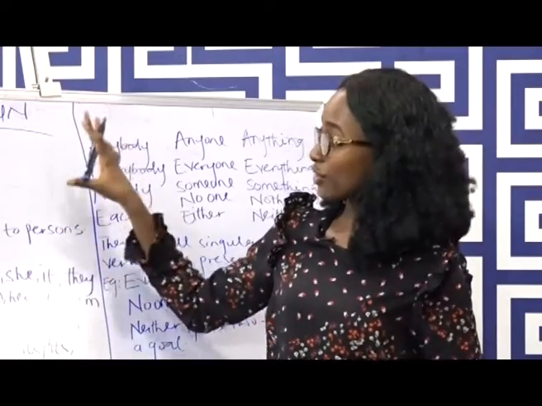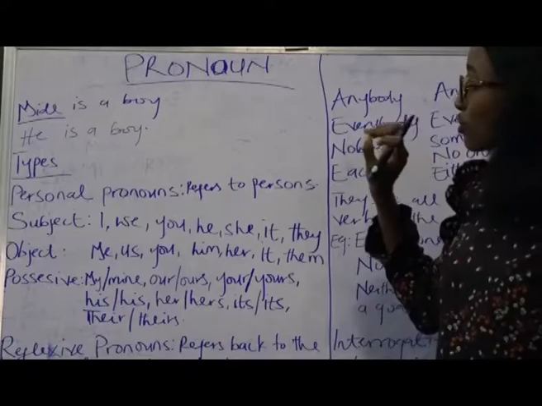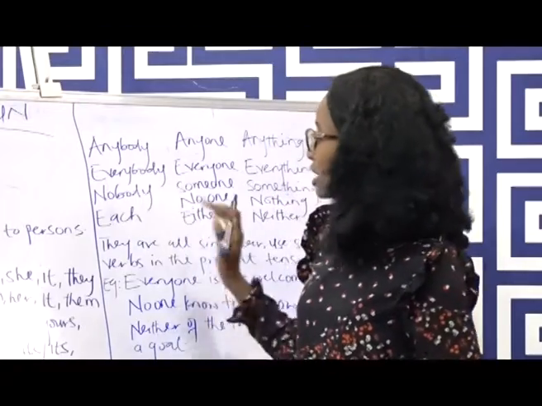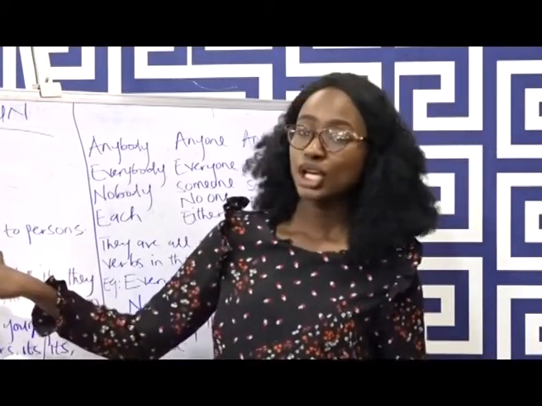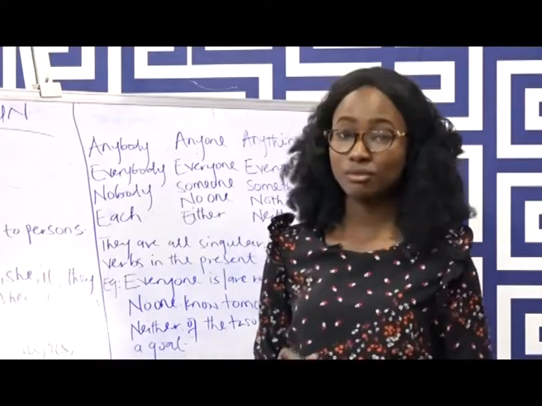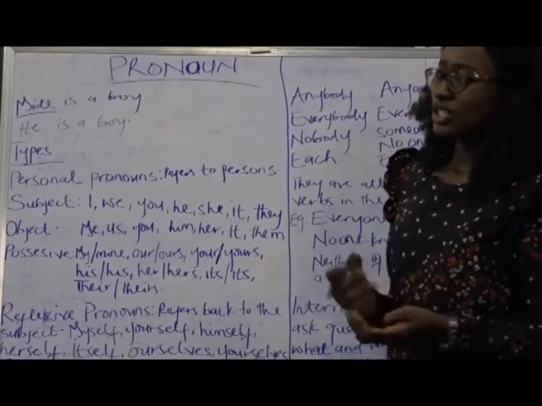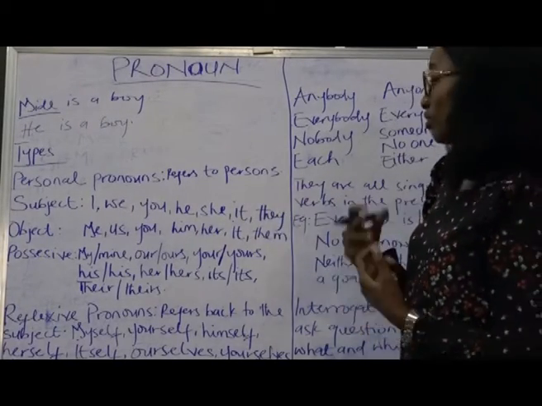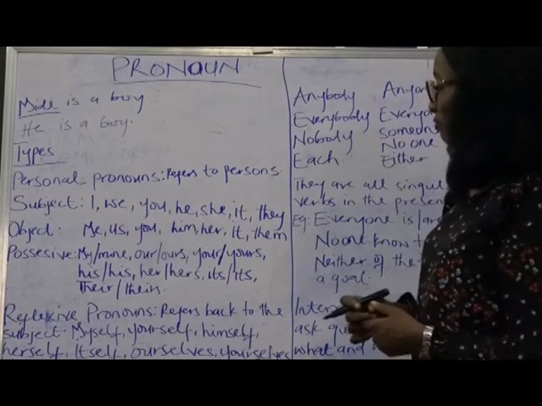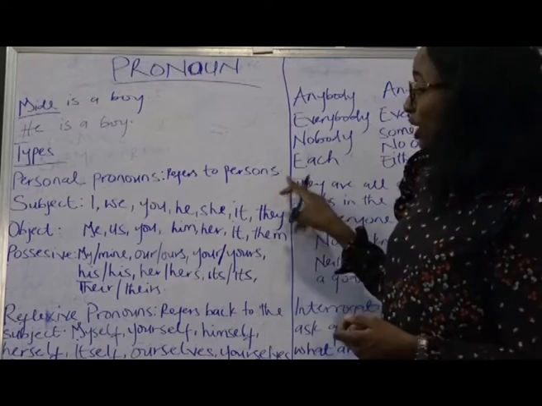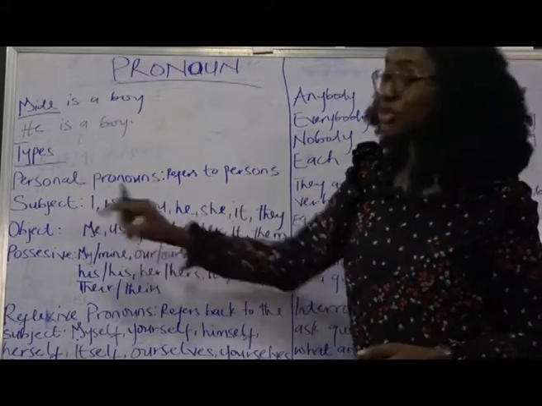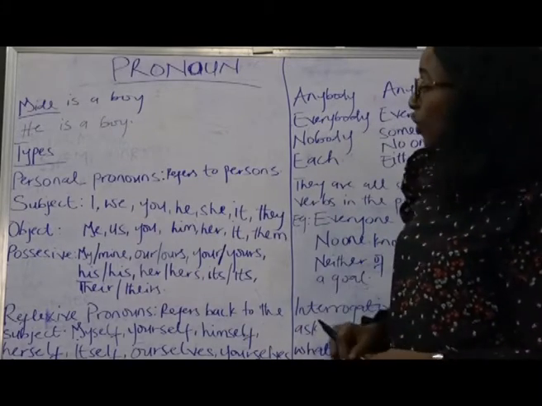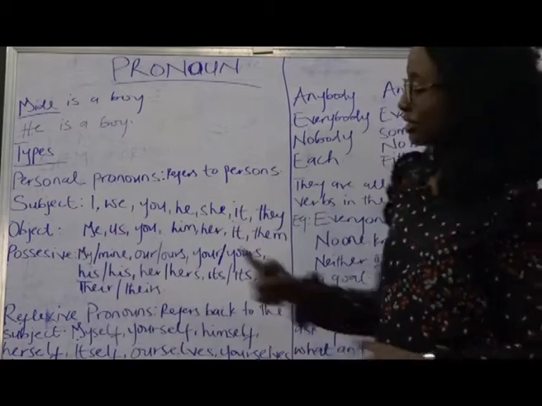Now, there are various types of pronouns. But for the purpose of this lesson, we are going to be focusing on the 4 main types. Now, we have the personal pronouns as the first type of pronoun. The personal pronouns are pronouns that refer to persons or things in some cases. And the personal pronouns can occupy the subject position in a sentence, the object position in a sentence, or they can be used in the possessive sense.